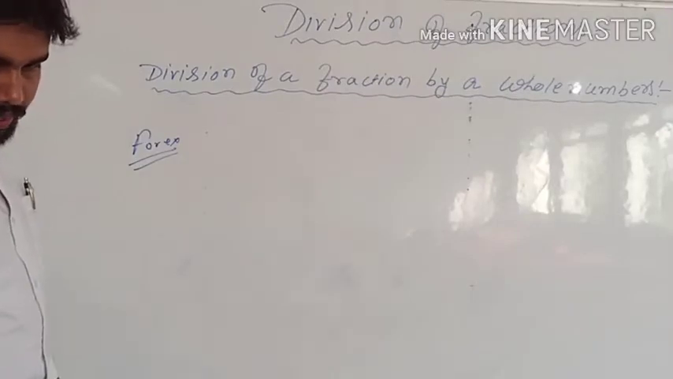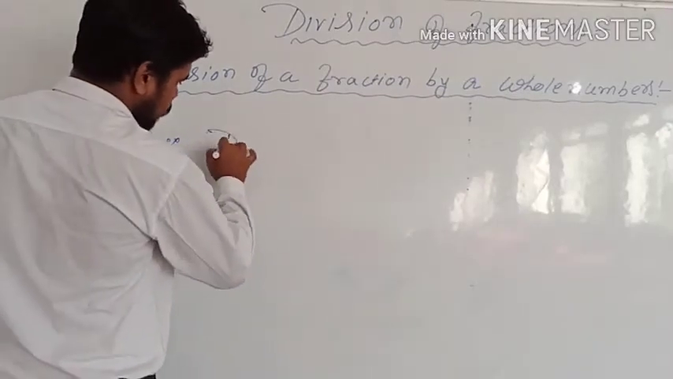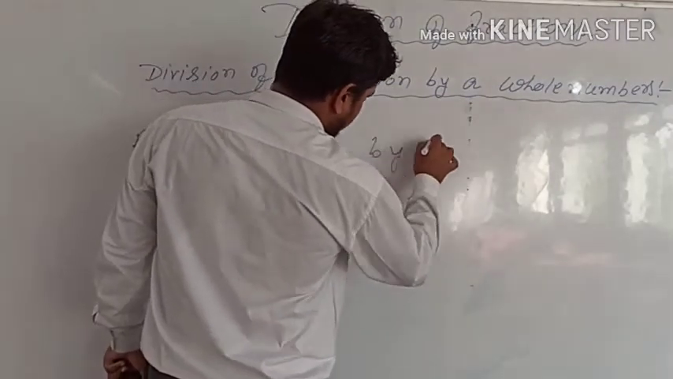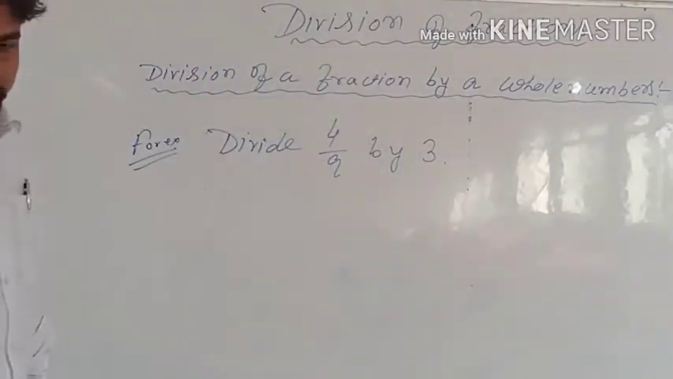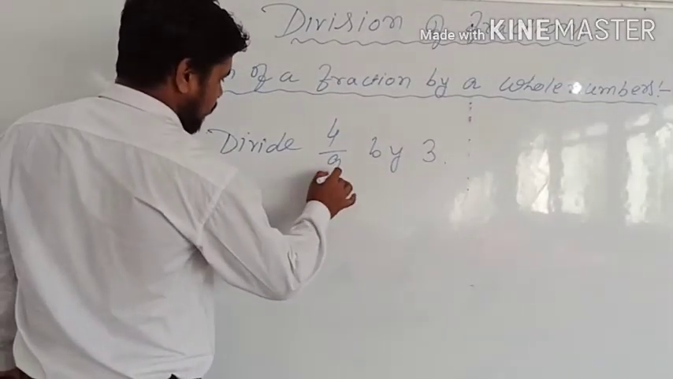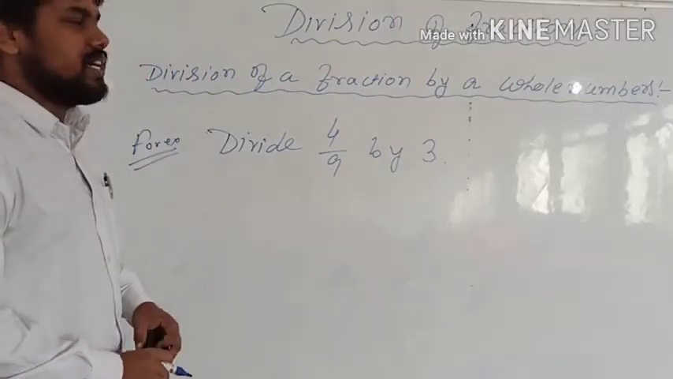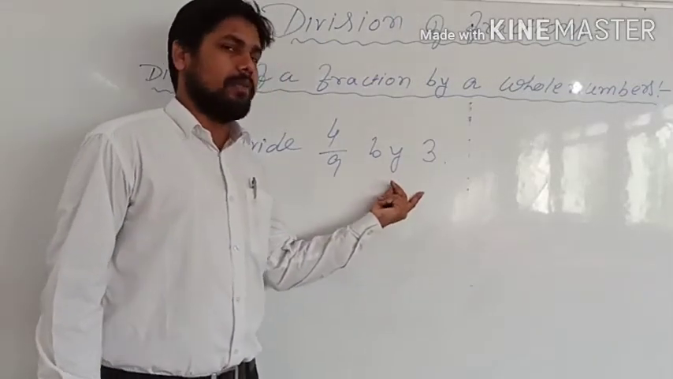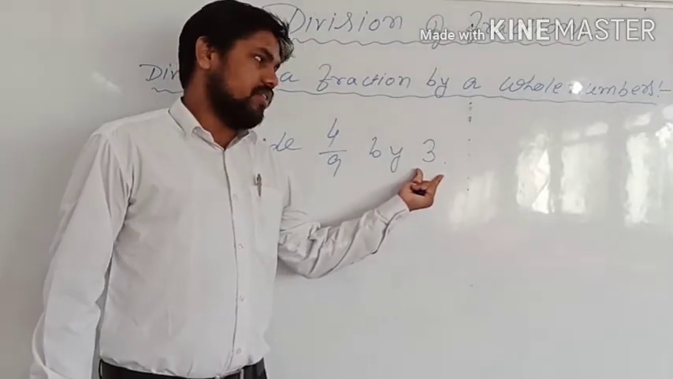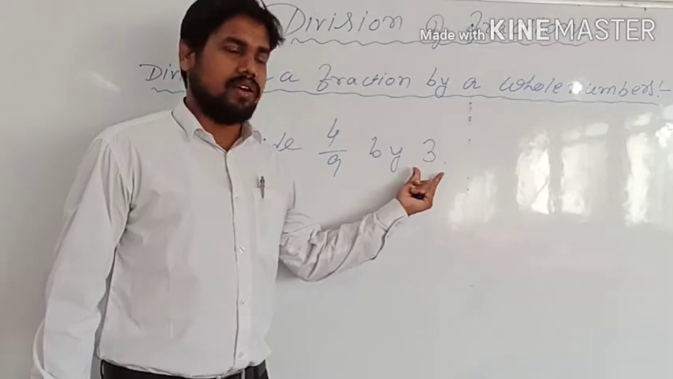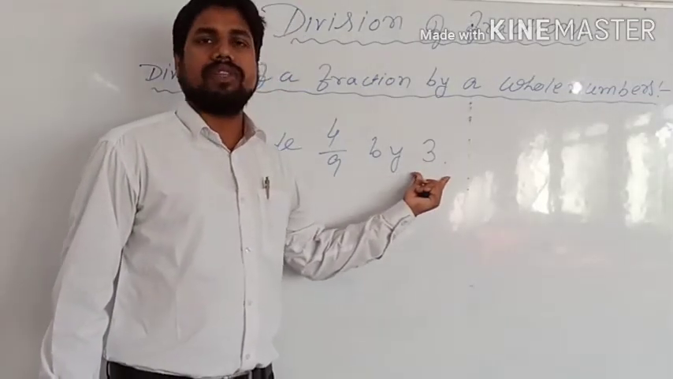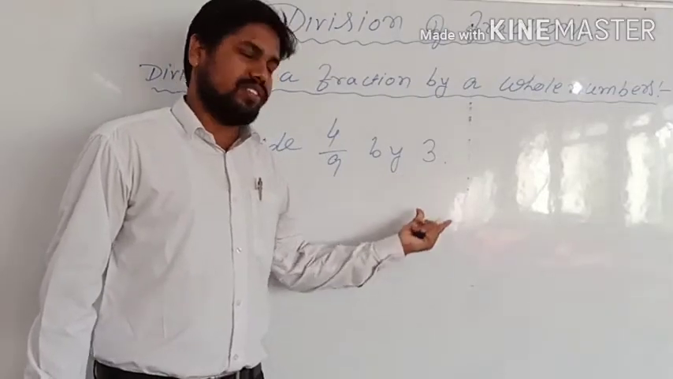Divide 4 by 9 by 3. So this is the question. 4 by 9 you have to divide by 3. So the basic concept of division you have to keep in mind. Whatever the number you are dividing by, in case of division, whenever you change the sign of division into multiplication, you have to write the reciprocal of that number. So here the reciprocal of 3 will be multiplied.